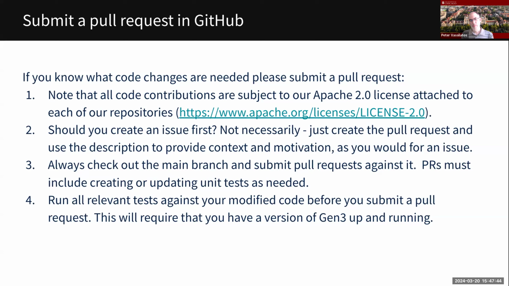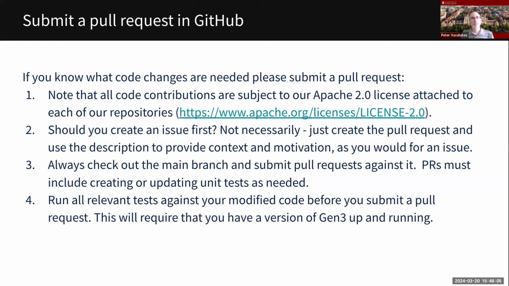For the process for this, I'm sure you're all familiar with submitting pull requests, but make the request against the main branch or the master branch, or in some cases we have legacy nomenclature still in the repository. So check out the main branch, submit pull requests against that.